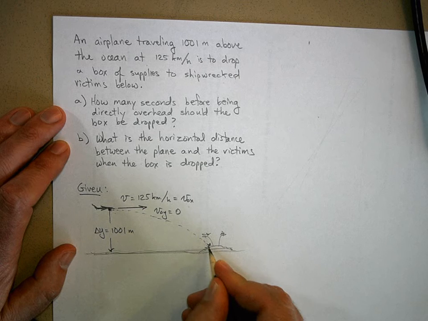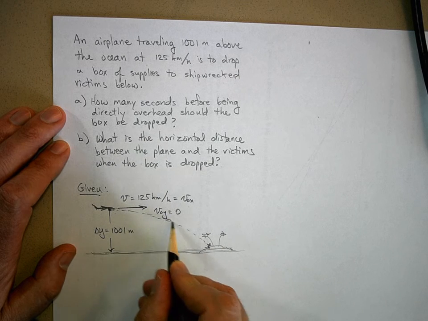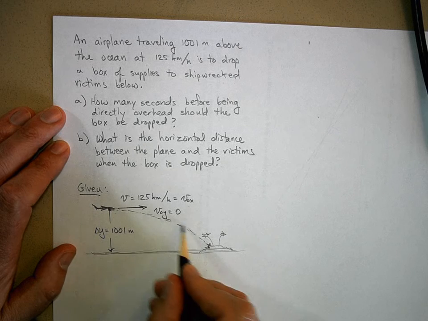And so now it's going to follow this trajectory, and it's probably going to take out these victims. Okay, so you really don't want to drop it right directly on them. You can lose your job.